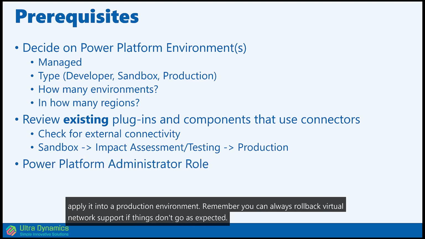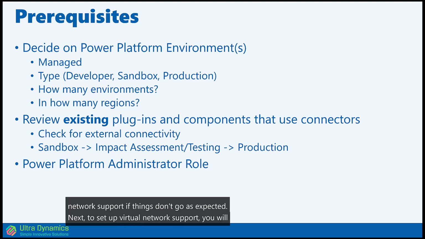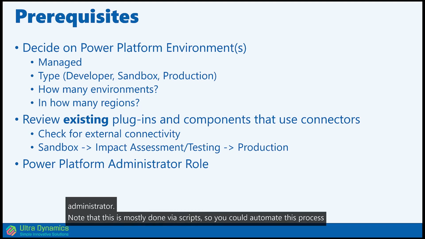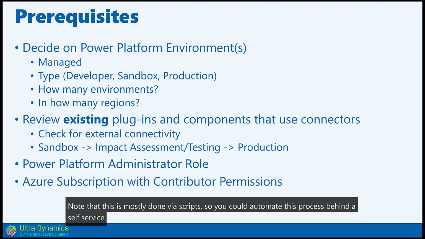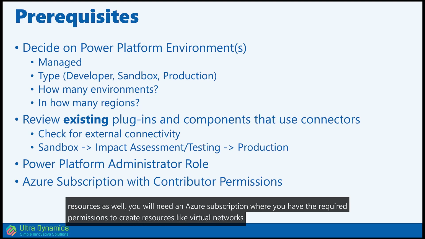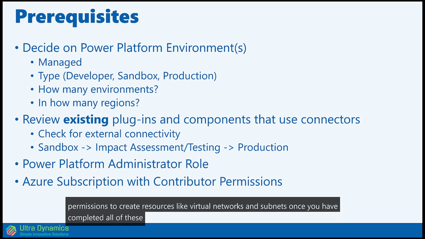Next, to set up virtual network support, you will need to be a Power Platform administrator. Note that this is mostly done via scripts, so you could automate this process behind a self-service capability. And finally, because you will need to set up some Azure resources as well, you will need an Azure subscription where you have the required permissions to create resources like virtual networks and subnets. Once you have completed all of these prerequisites, you can move on to the setup stage.